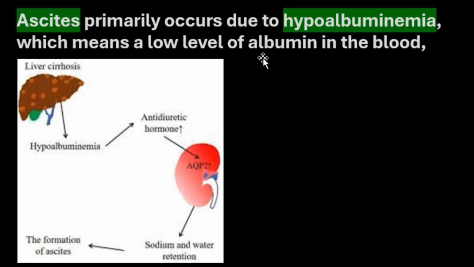Ascites primarily occur due to hypoalbuminemia, which means a low level of albumin in the blood. In liver cirrhosis, there is hypoalbuminemia, and that will result in ADH hormone disturbances. Then it will result in sodium and water retention, which will further cause formation of ascites. This is the cycle.